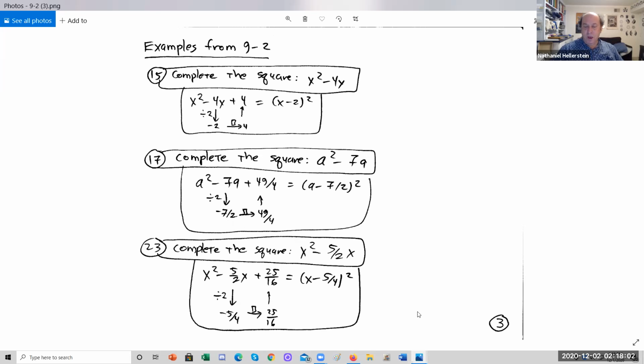Now let's try completing the square for x squared minus 5 halves x. Take half of negative 5 halves, that's negative 5 fourths. Square that, that's 25 sixteenths. Add that here: x squared minus 5 halves x plus 25 sixteenths, and that will be the square of x minus 5 fourths, like this.